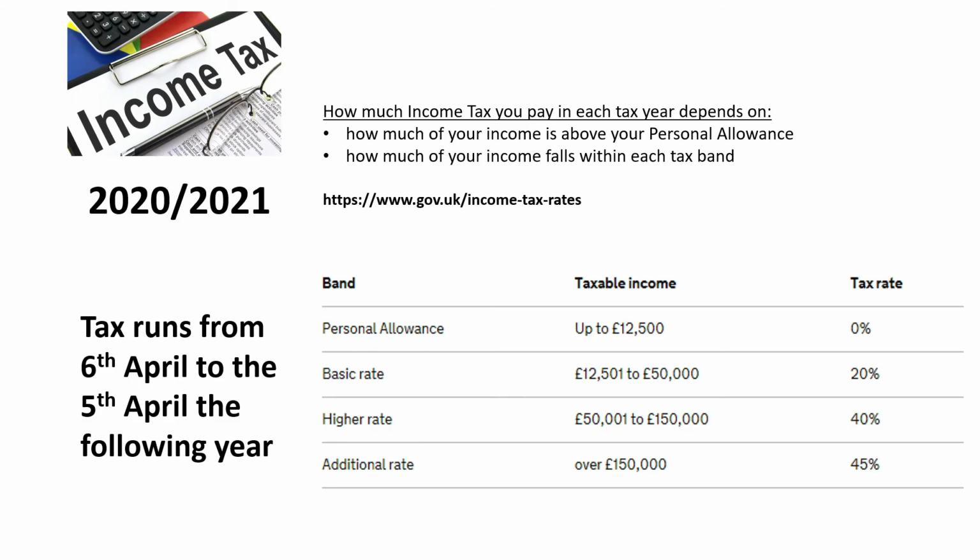How much income tax you pay in each tax year depends on how much of your income is above your personal allowance and how much of your income falls within each tax band. As you will see in the table below, this shows the tax rates that you pay in each band for the year 2020 to 2021. So as you can see, the personal allowance up to £12,500 is 0% tax rate, basic rate £12,500 to £50,000 is 20%, higher rate is £50,000 to £150,000 at 40%, and the additional rate over £150,000 is 45%.